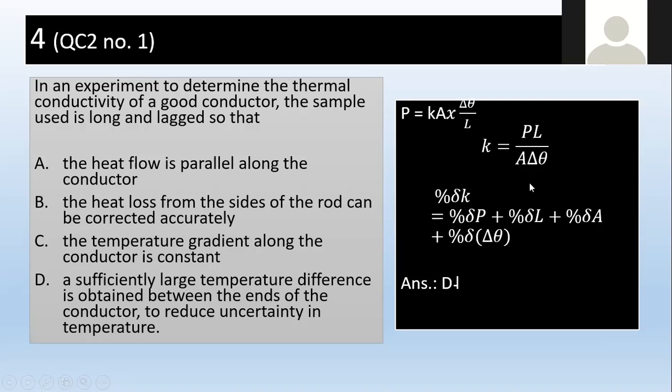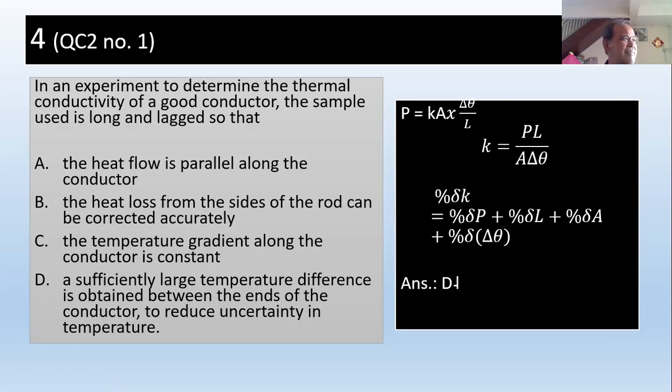Why, isn't it long, minus? If it's long, like 100 cm, then the percentage uncertainty in L is negligible. Yeah, it has to be meter. It doesn't matter about meter because the accuracy in length is 0.1 cm.